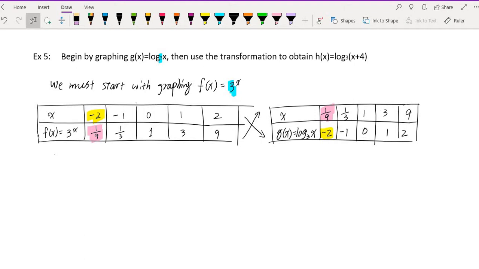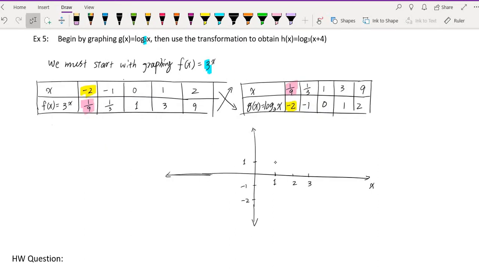Okay, once we have this, now we actually graph the log base 3 of x. So now we're going to graph g of x. I'm going to plot these points really quick, and then I'm going to connect those points. Again, you don't have to do this long. Okay, so let's just do it until there. We really don't need another point for right now.